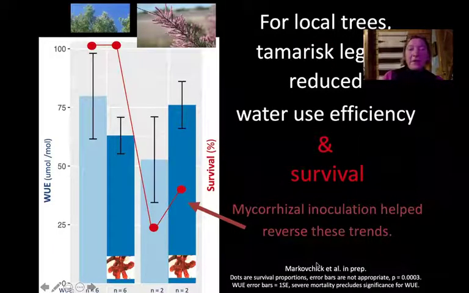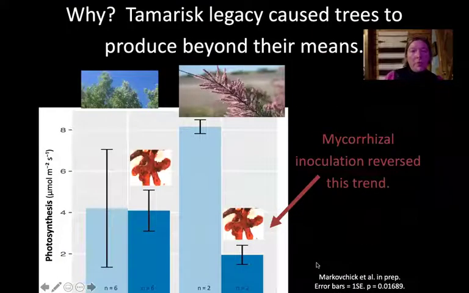Survival showed a very similar pattern. Why might that be? So tamarisk legacy seemed to actually cause the trees to produce beyond their means. So if we look at a graph of the photosynthesis, we can see that on the right-hand side of the graph, that photosynthesis in the tamarisk soil shoots way up without mycorrhizae additions, and then sort of goes back to the normal level when we add that mycorrhizal inoculation.